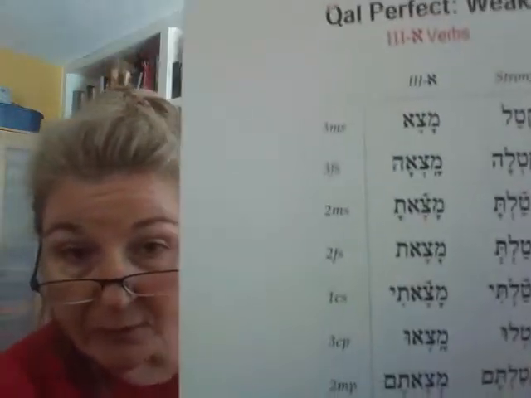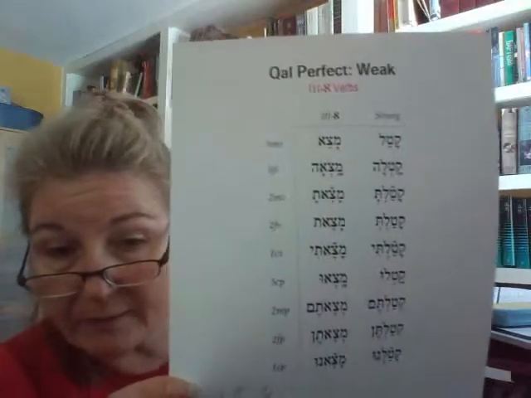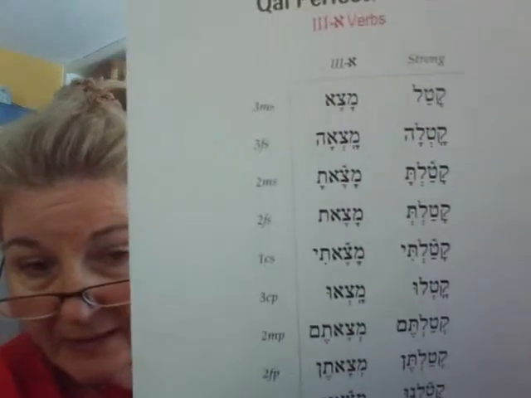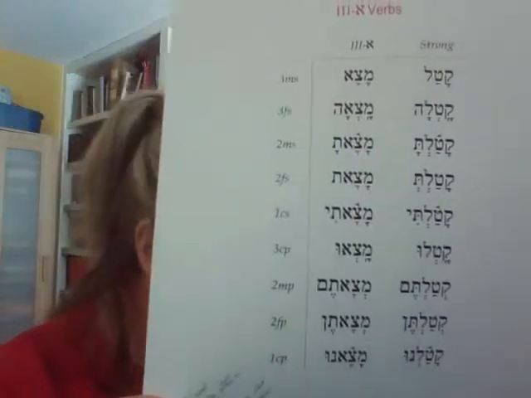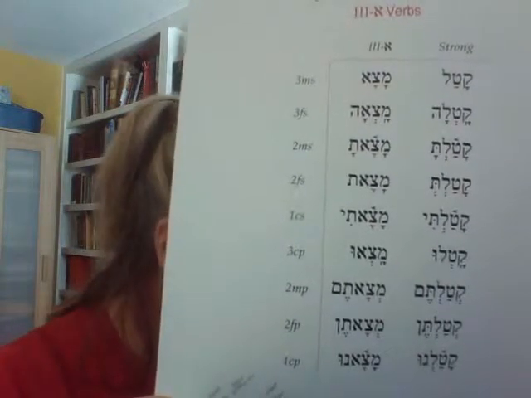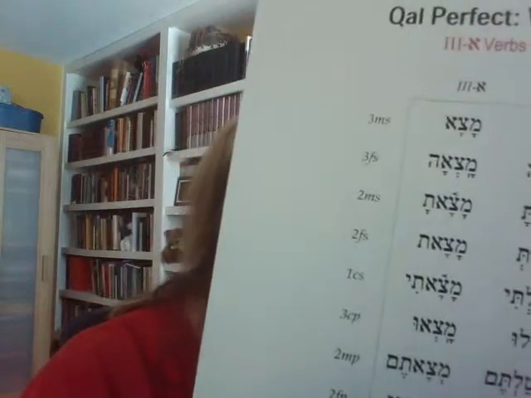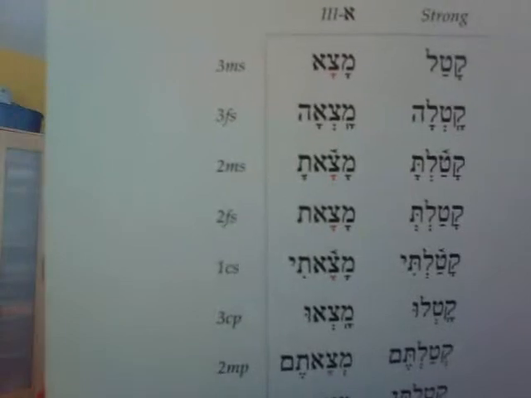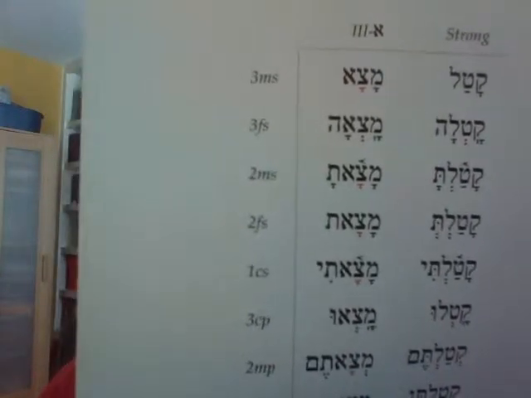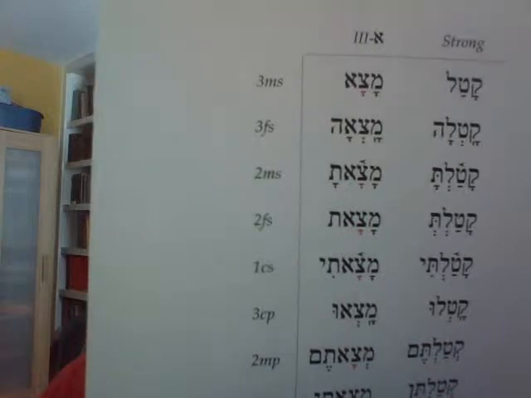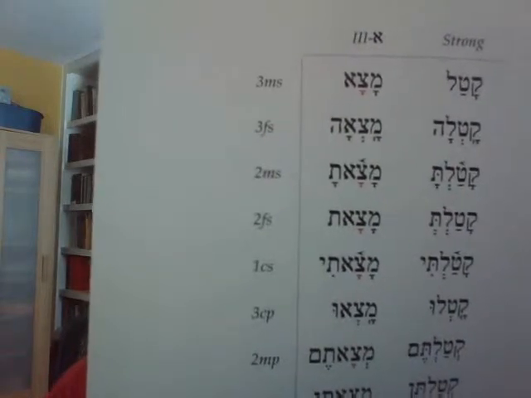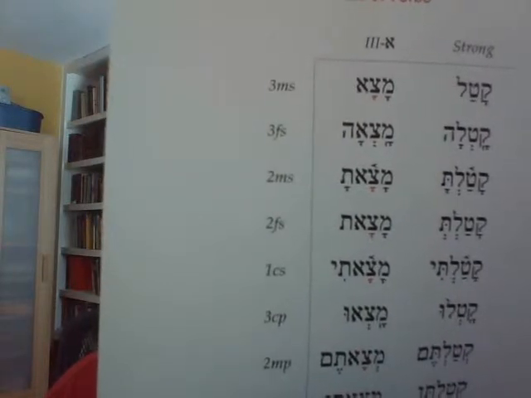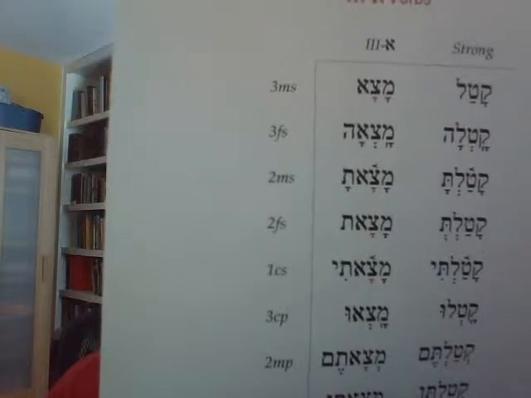So this is the Qal Perfect weak third aleph verb. Let me pull that back there and then hold it still so you can actually see it. This is going to be found on 14.4 or page 153. Now, some of the things with the third aleph verbs: the aleph is silent in every form. And the third aleph verbs exhibit the following pattern in the third masculine singular, and it's also the same in the lexical form. The stem vowel is qamets in every form except third feminine singular and third common plural.